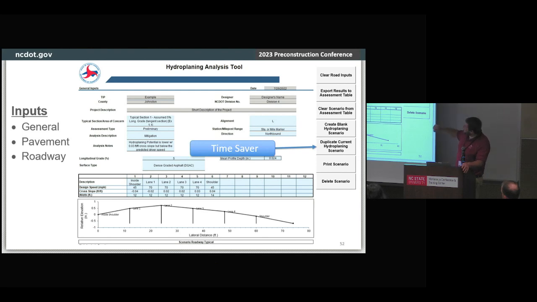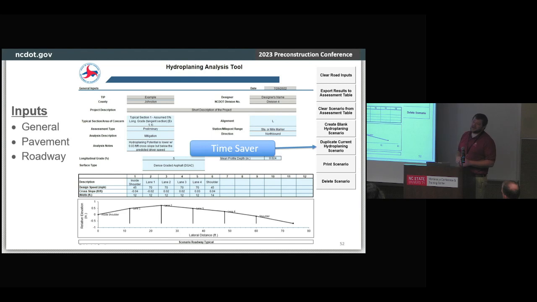One thing to note is that we did add a duplicate scenario button because this is a time saver. It definitely helps if you're looking at the same typical section and changing the different pavement types or want to just modify your cross slopes or other things. It does save time, and we're really happy that it's included.